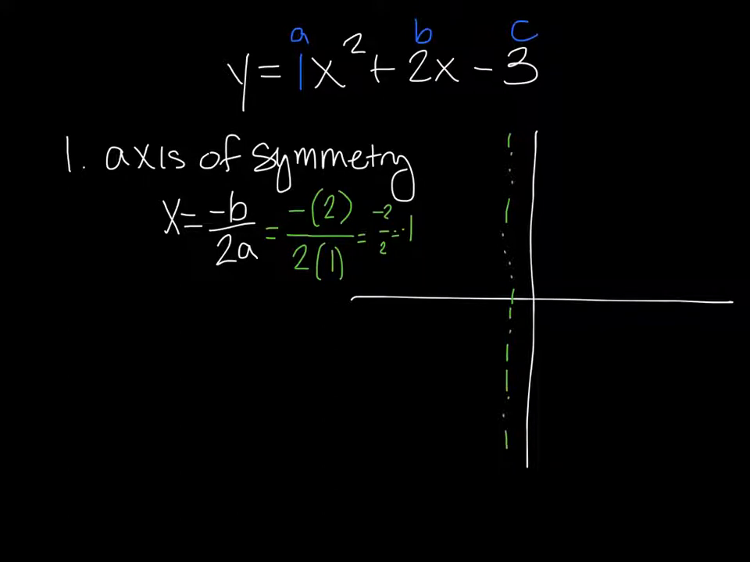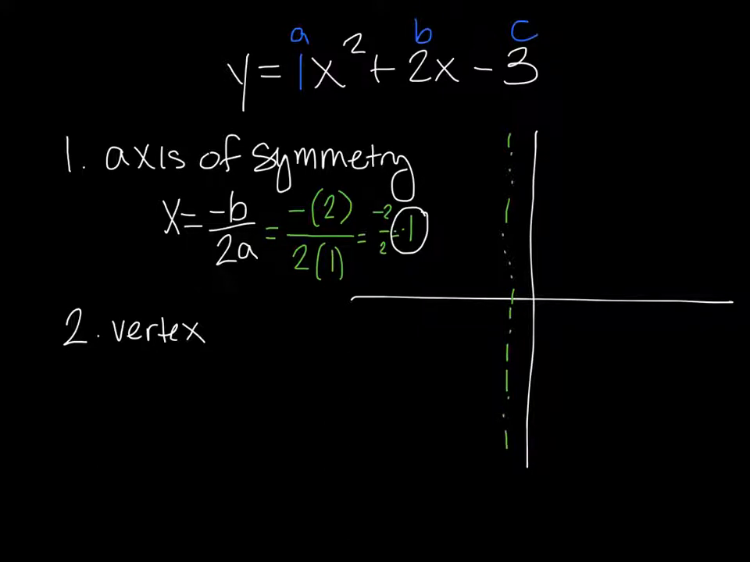Now we move on to find the vertex, because the vertex is going to be on the axis of symmetry. So now when I find the vertex, I'm going to take that value I just got, that negative 1, because that's going to be the x value of my vertex. My vertex is going to be somewhere on this line, and this line is at the x value of negative 1. So I'm going to take that negative 1 and plug it in for x in my equation.